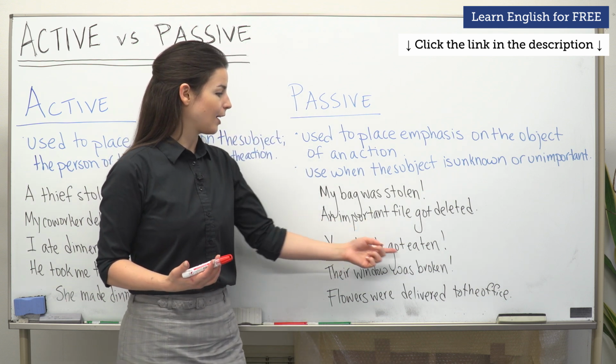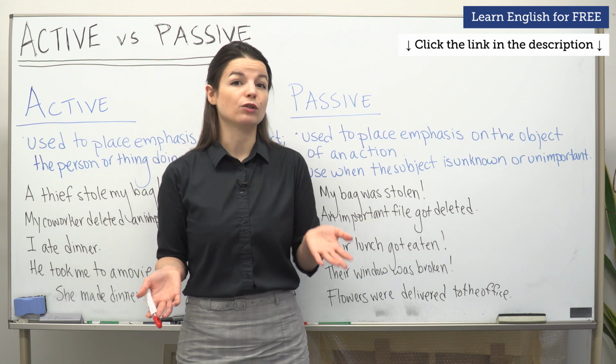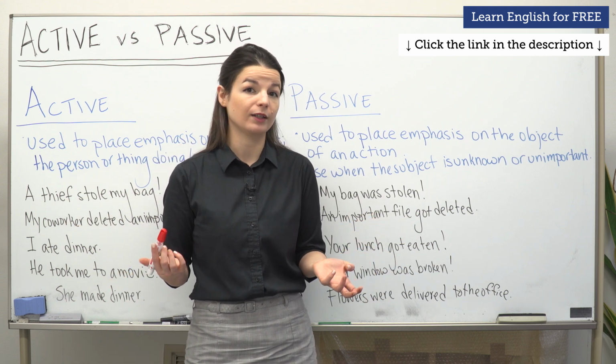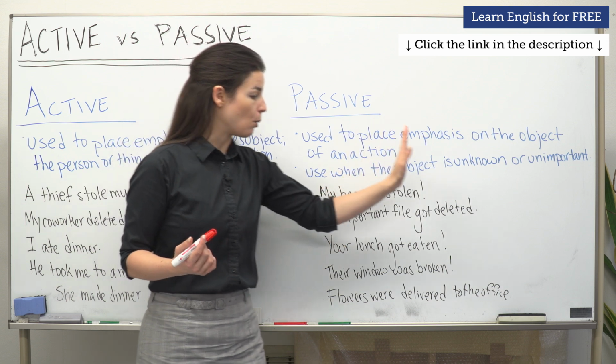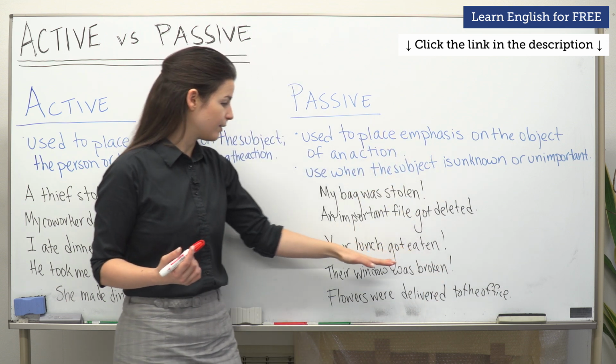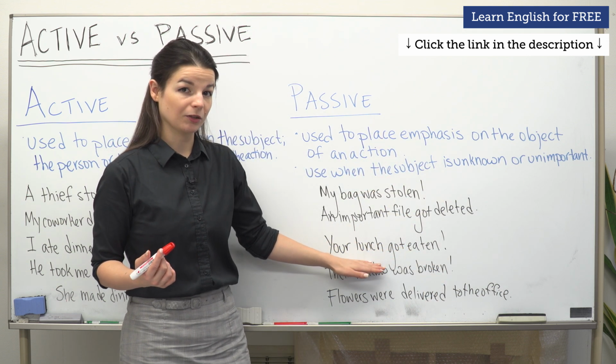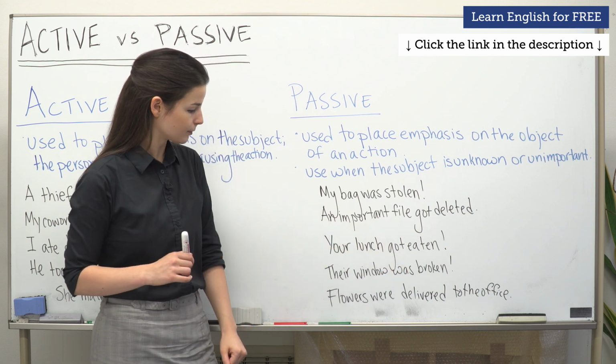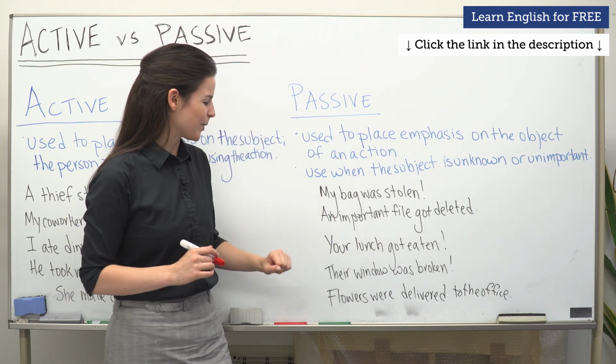So your lunch got eaten. By whom? We don't know. Somebody ate this person's lunch, but we don't know who did the action. So we can omit that person and we can simply emphasize your lunch here. This is the focus of the sentence. Your lunch got eaten.